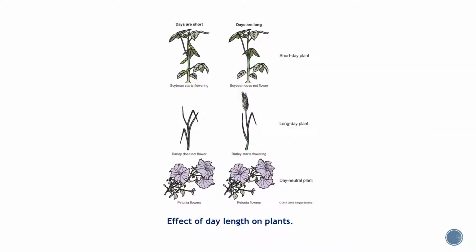I love this graphic because it shows you the short day plants, the long day plants, and the day neutral plants. If you look at that short day plant, you can see when the days are short, those soybeans will start to flower. When the days are long, however, the soybeans will not flower. So it's really important to make sure those planting dates are pretty close to being correct. For long day plants, you can see that barley on short days is not going to flower, but barley on long days will flower, so it's a long day plant. And day neutral plants, like petunia flowers, will flower either way, on a long day or a short day.